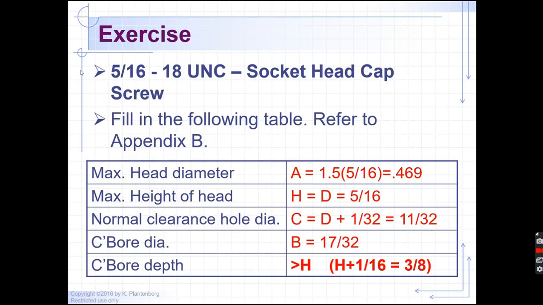So here is, for example, if I had a 5/16-18 UNC socket head cap screw. Using those charts, the maximum head diameter would be 0.469. Head height would be 5/16, notice the same as the major diameter. Clearance hole would be 11/32. The counterbore would be 17/32, and the depth would be about 3/8.